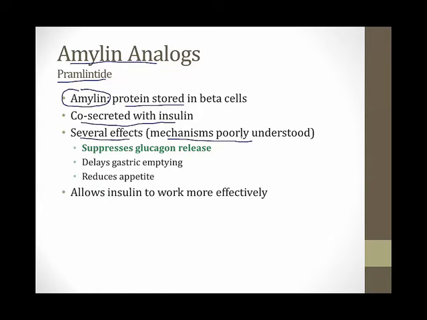The most important of these is that it suppresses glucagon release. As you know, glucagon raises blood sugar and opposes insulin. So when you suppress glucagon, insulin is able to work more effectively. In addition, amylin analogs like pramlintide have been shown to delay gastric emptying and reduce appetite, and both of these effects also help to lower the blood sugar level.